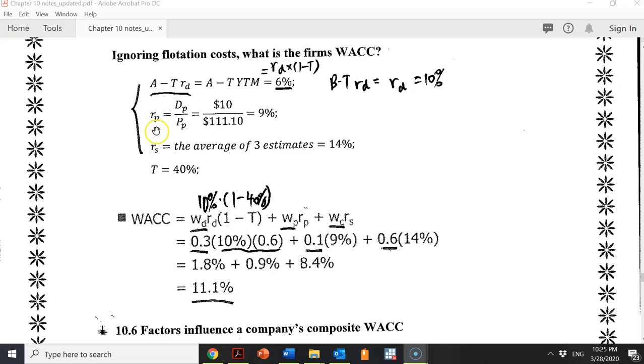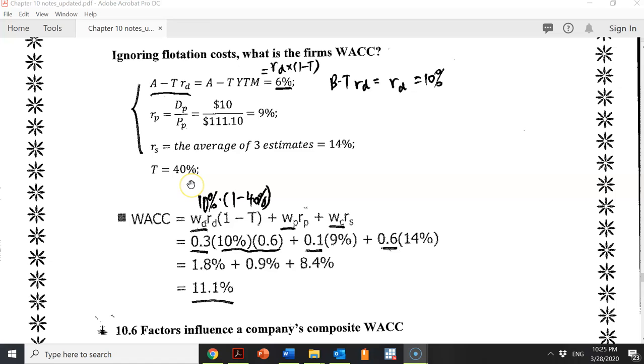For cost of preferred stock, it is the dividend of the preferred stock divided by the price of the preferred stock. So we have $10 divided by 111.1. So we have 9%. For cost of common equity, the average of the three estimates is 14%.